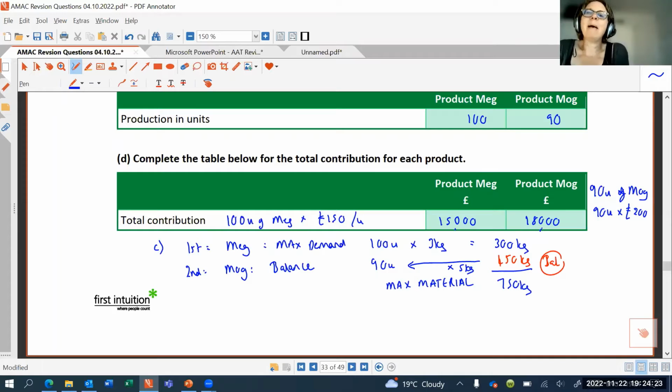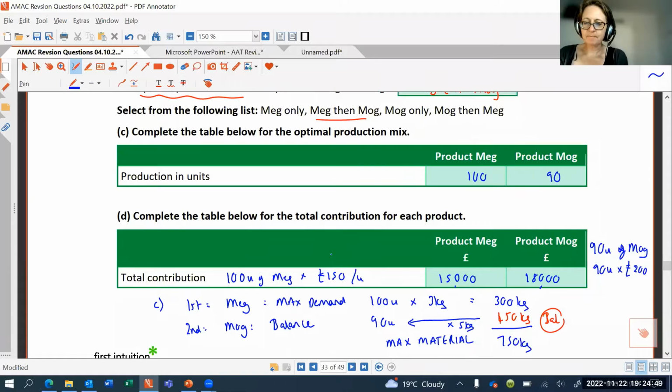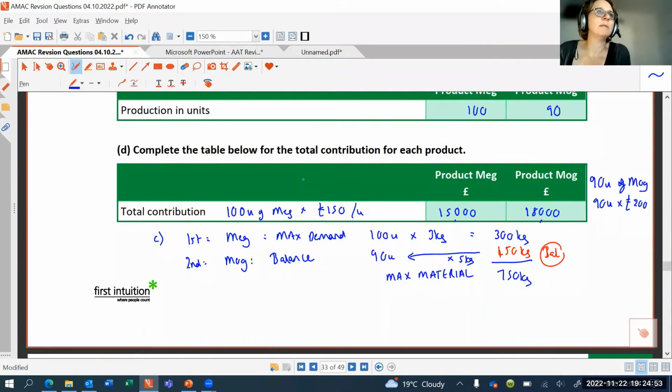And that's actually the best contribution that I'll be able to come up with. This is the contribution from the optimal production plan. Any other combination of doing MOG first and then doing MEG second would make me less money. This is the most contribution I can make. So I'm happy with this. Any other combination of production would make less. This is my optimal plan from part C, and this is just the contribution that's earned from the optimal plan.